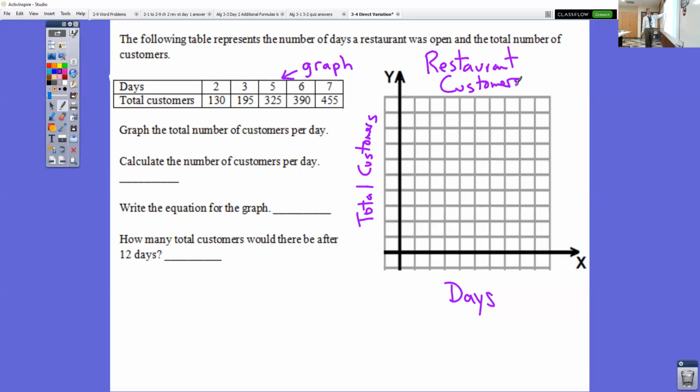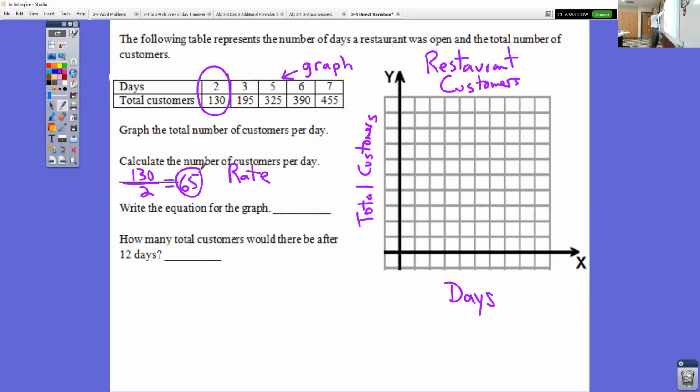So graph the number of total customers per day, calculate the number of customers per day. This is your rate. We always divide to find our rate. Now, the nice thing with the table is we could choose any of the numbers and divide. I'm going to do the easiest one, which would be the smallest numbers. So 130 customers in 2 days. 130 divided by 2 gives you 65. I could have chosen any of those and divided.